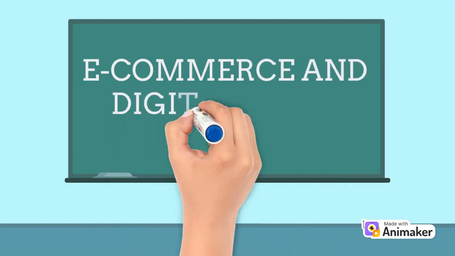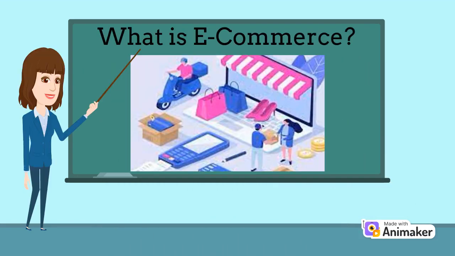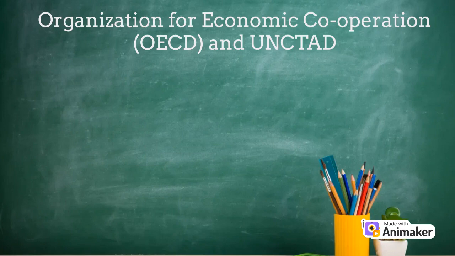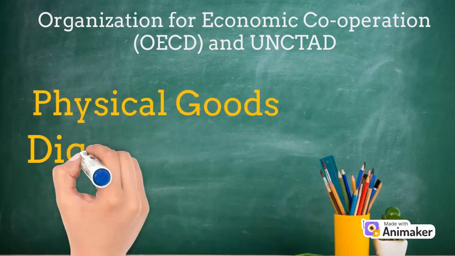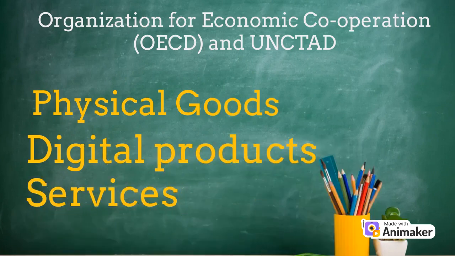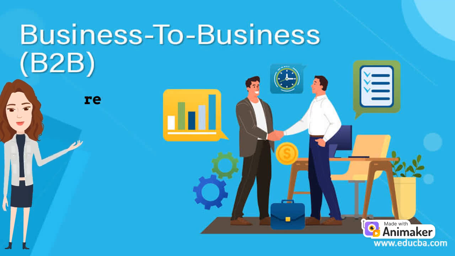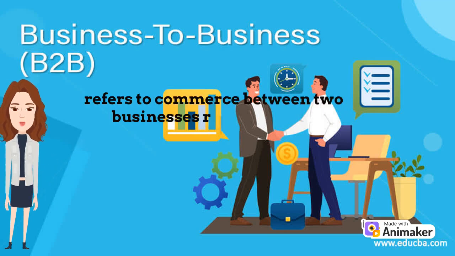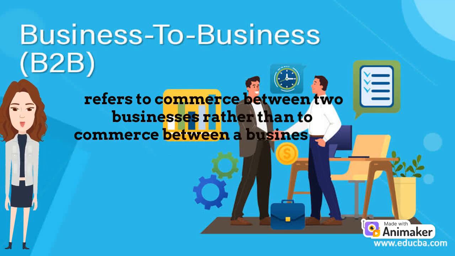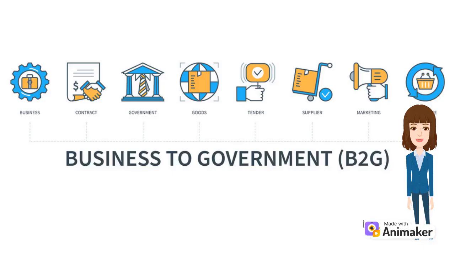What is e-commerce? The Organization for Economic Cooperation, OECD, and UNCTAD define e-commerce as purchases and sales of products, for example, physical goods, digital products and services, and comprises categories such as business to business, B2B, which refers to commerce between two businesses rather than to commerce between a business and an individual consumer.